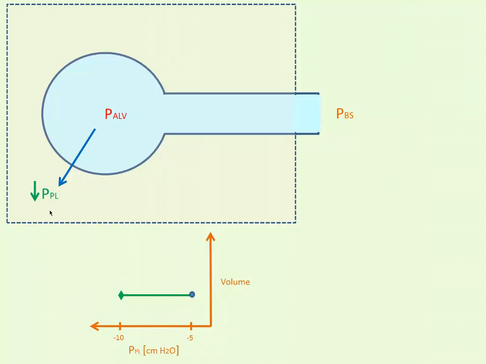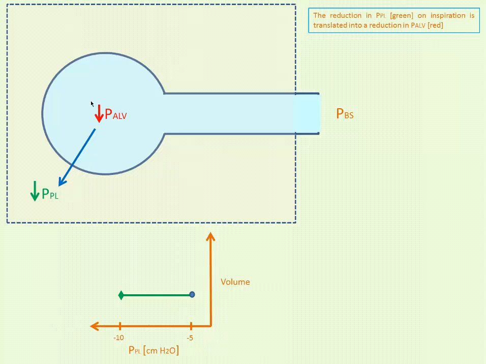Pleural pressure, the green, has decreased. The pressure here will decrease in concert. Immediately, and this is all instantaneous, this drop in pleural pressure is all invested into a reduction in alveolar pressure. So the alveolar pressure drops with the drop in pleural pressure, and you'll see that by the equivalent drop in alveolar pressure on this cartoon down here.